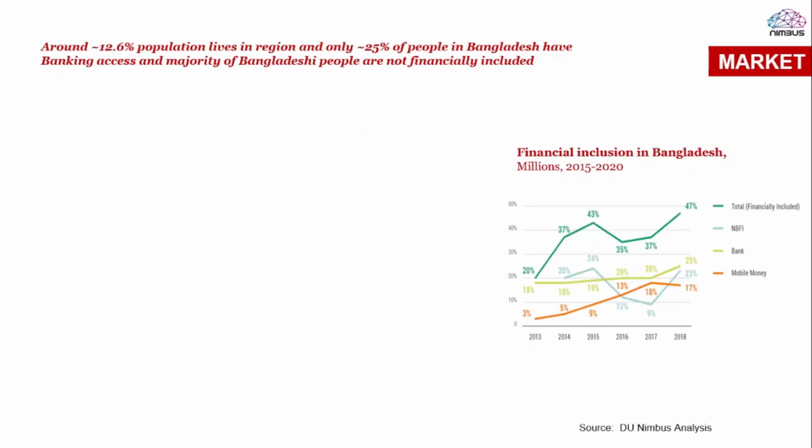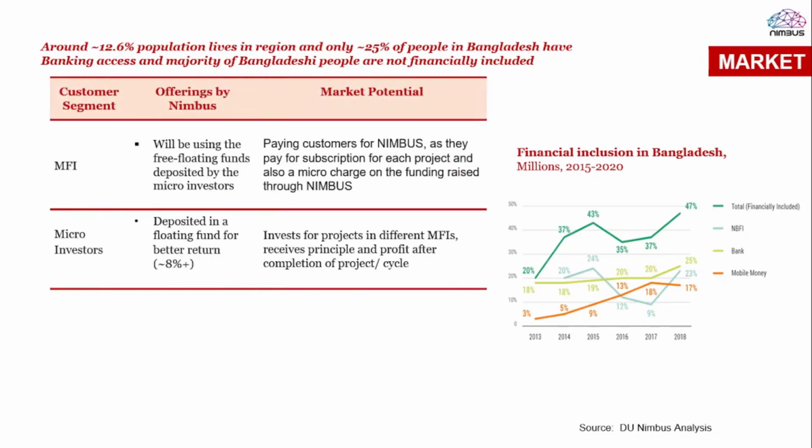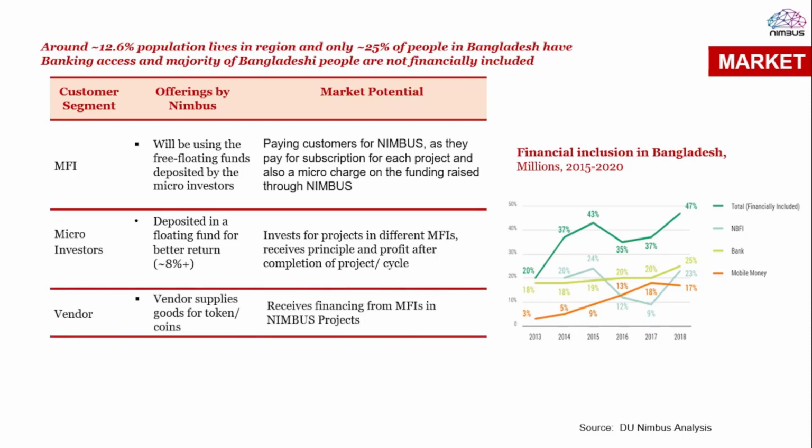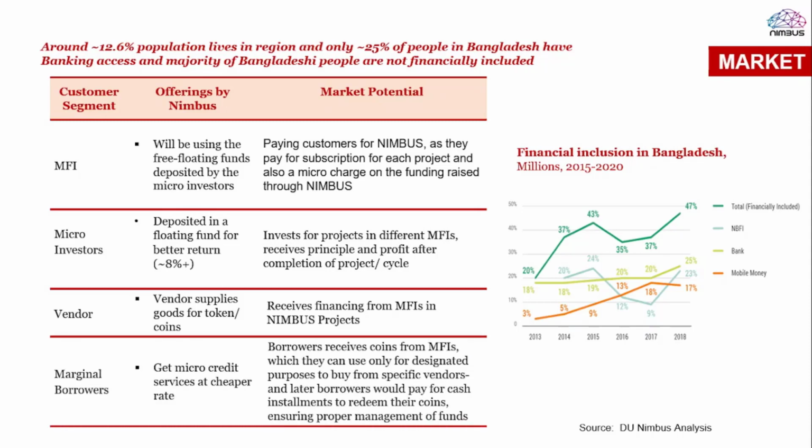The MFIs will be the main customer, using the free-floating funds deposited by micro or institutional investors. The other customer segments are investors who are interested in investing at a higher rate than bank deposits. Their funds would be placed in a floating fund and made available to microfinance institutions on a case-to-case basis. It also includes vendors financed by MFIs and ultimate microcredit borrowers who receive purchasing power from MFIs using blockchain-based coins that can be used with specific vendors.